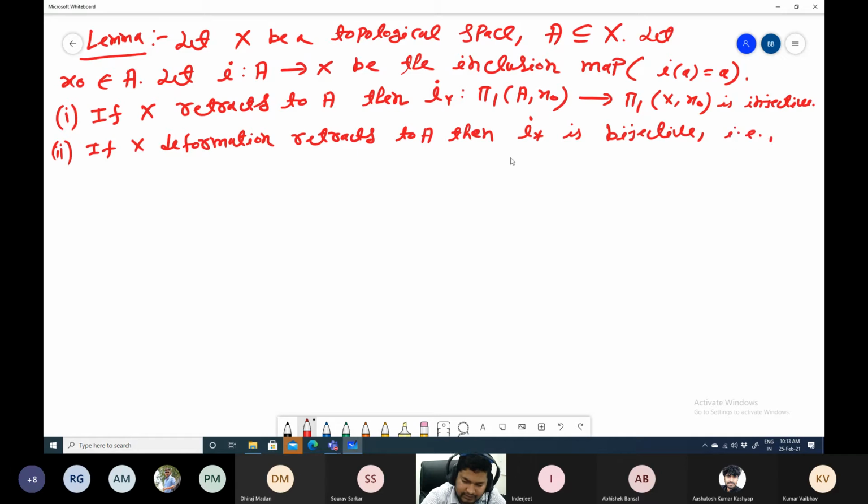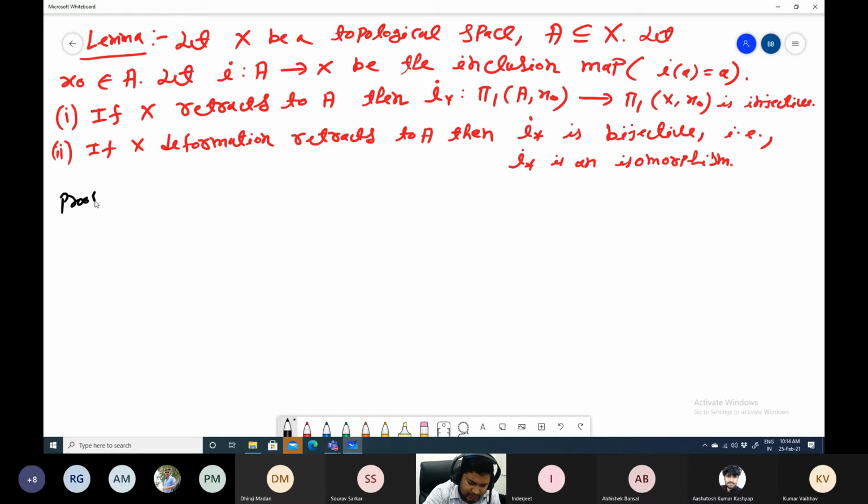Another way you can say that is that phi star is an isomorphism. Now from this result you can say that if X deformation retracts to A, then A and X both have the same fundamental group, that is, isomorphic fundamental groups. Okay, so here is the proof.